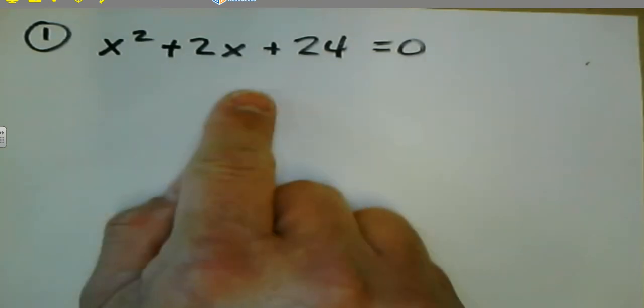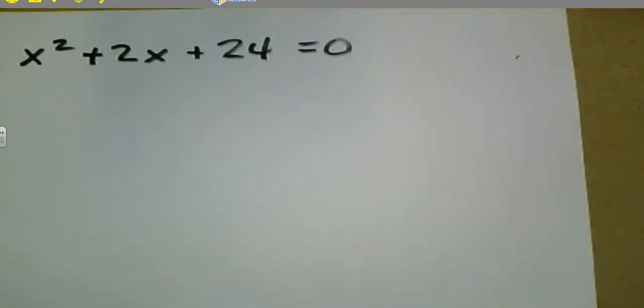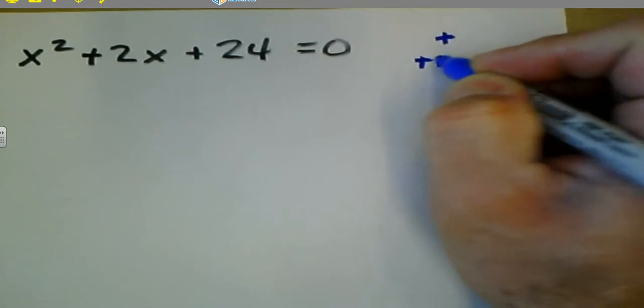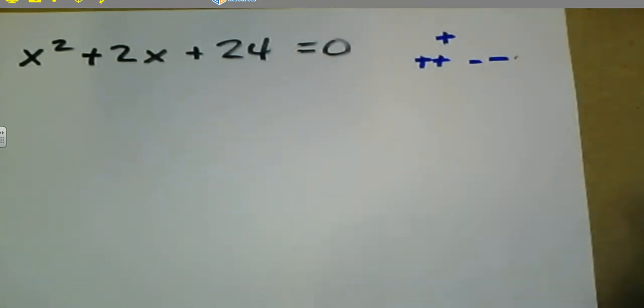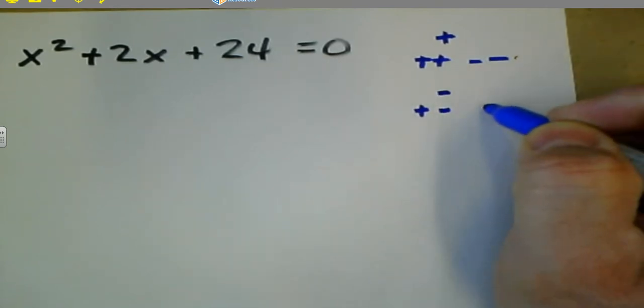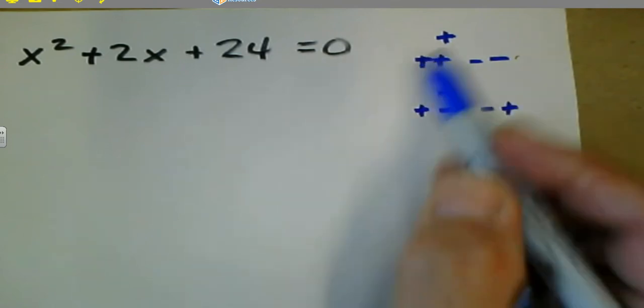So let's take a look at this one. Again, we're doing quadratics, and what we were saying is if that third term is plus, then it's going to be plus plus or minus minus. If that third term is a negative, one's going to be positive and one's going to be negative, whichever way. So we need to remember that part right there.